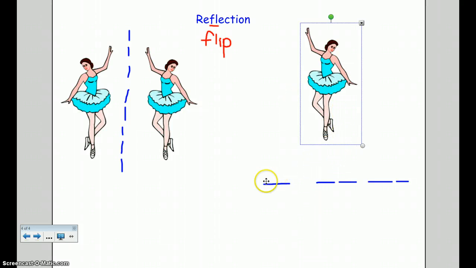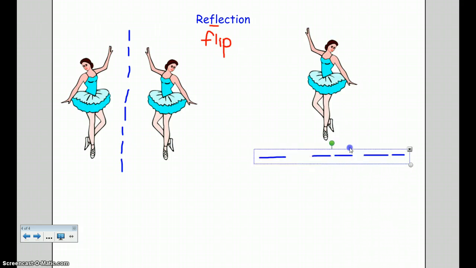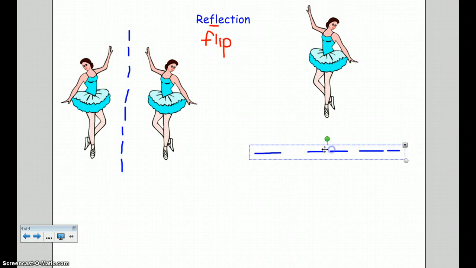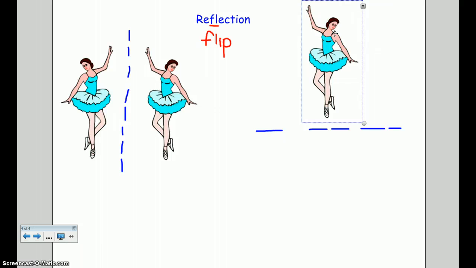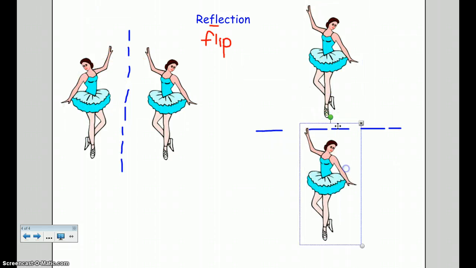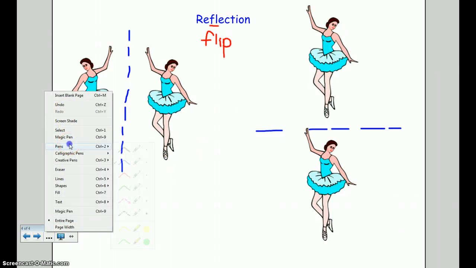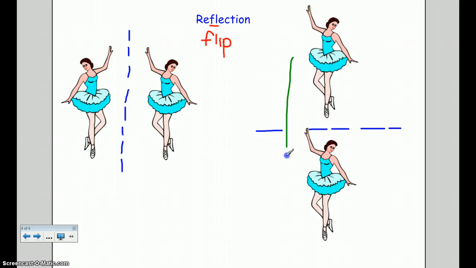So if she starts off like this, I'm going to move my axis up so I don't mess up my recording. If I want to flip her down now, I'm kind of taking my paper, I'm making the hamburger fold, and I want whatever is up here to fold down and match up down here. So now if I cut the paper on this side, they should be symmetrical. So I take my ballerina. She's not symmetrical because if I take this end and I fold it straight down, they're not going to line up.